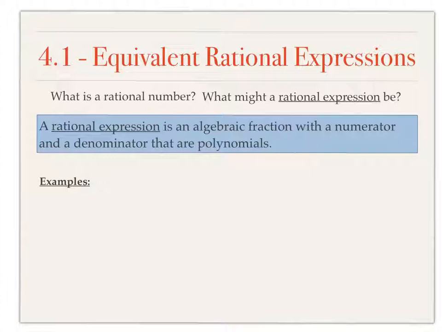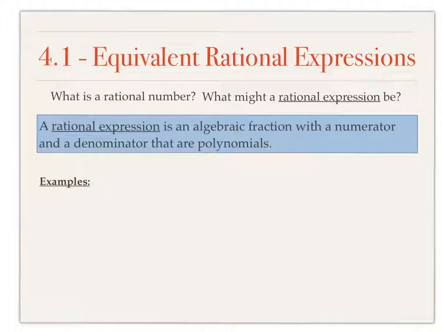So it's a number that either terminates or repeats is usually one definition that people give. And usually when we say rational number, what we're talking about is fractions. Okay, that's usually what we mean. So rational expressions, just like rational numbers usually mean fractions, rational expressions are fractions as well. So we're going to be looking at fractions, but that have polynomials as the numerator and denominator.